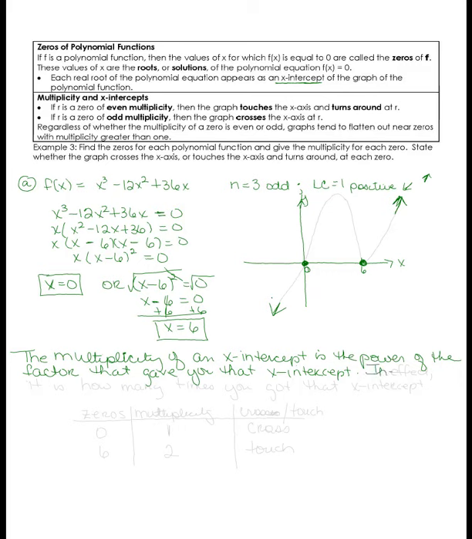So what this is saying, in effect, is how many times you got that x-intercept. Okay, so I can say x-intercept, or I can say our zeros.